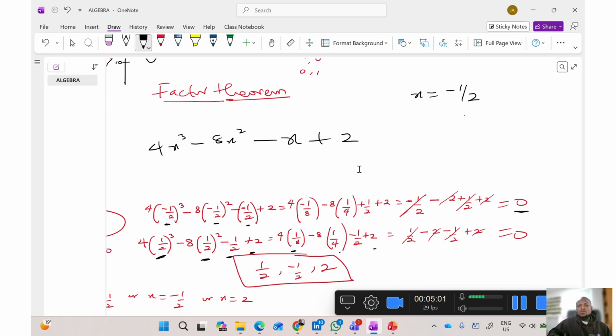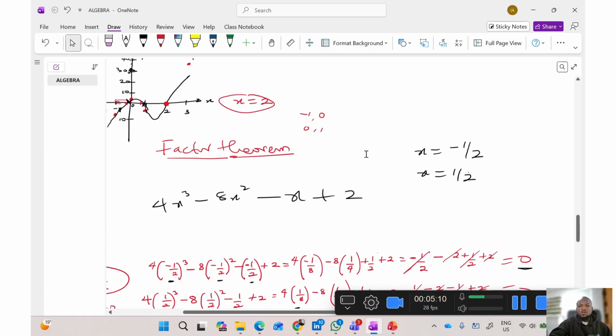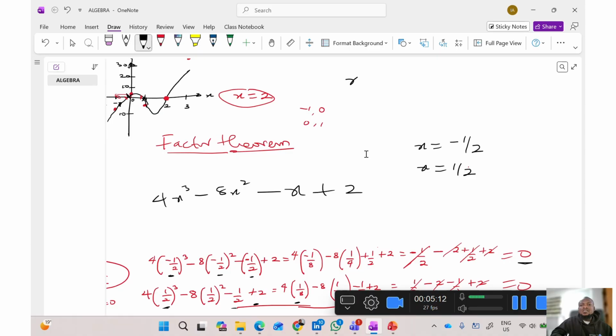Then I got this value, and the next value is what? Is 0. That means x is equal to half is also a solution. So the three solutions have been found to this quadratic equation. They are x is equal to 2, minus half, and half. I hope this is understood.